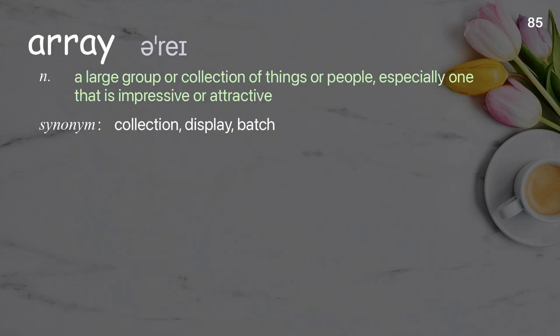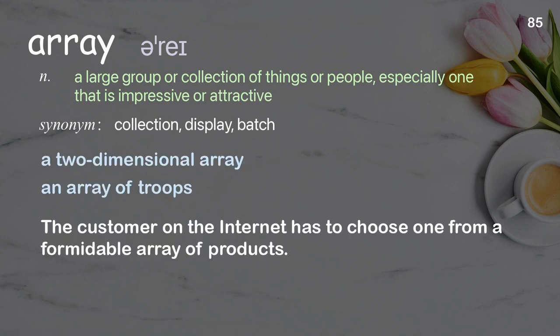Array. A large group or collection of things or people, especially one that is impressive or attractive. Examples: a two-dimensional array, an array of troops. The customer on the internet has to choose one from a formidable array of products.